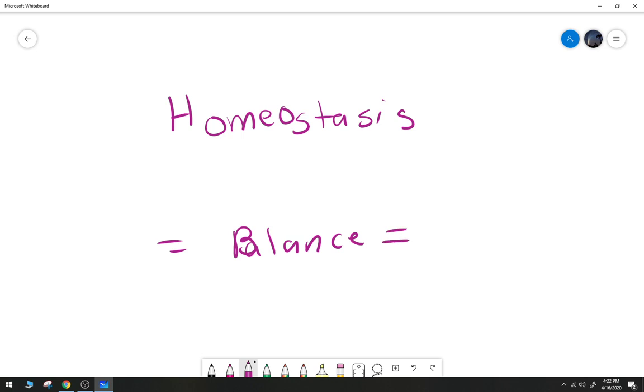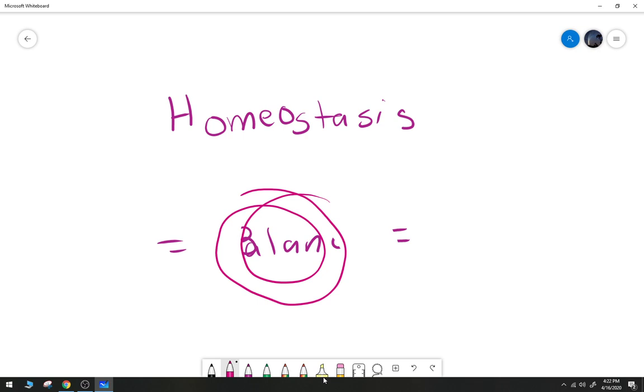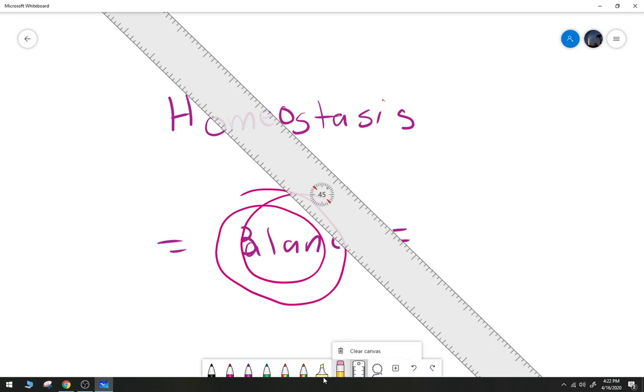Oh, it's kind of hard drawing on this. Okay. So that means balance within internal temperature. Like snakes, in order to have their homeostasis, they got to sit in the sun, as we've all learned that.